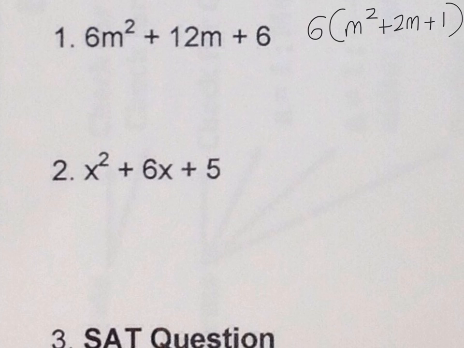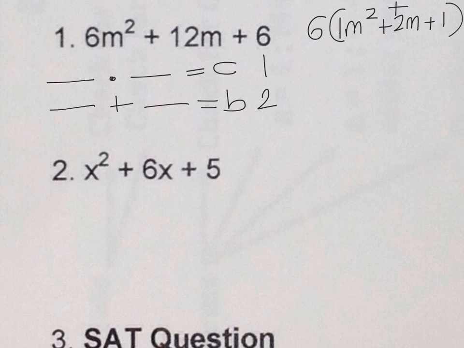Okay? Now, do you see how A is 1? Then I need 2 numbers that multiply to give me C and add to give me B. Very simple. Why am I not saying A times C? Because A is 1, and 1 times whatever is the number itself. So C in this case is 1. Let me replace the C with 1. I want 2 numbers that multiply to give me 1 and add to give me B, which is 2.